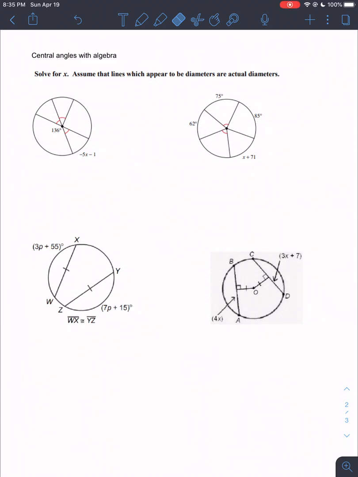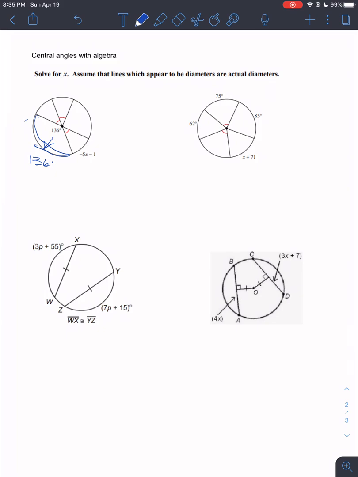This is lesson 2 of central angles. This time we're going to add a little bit of algebra to the problems. So in the last lesson we said that the measure of a central angle and the measure of its intercepted arc are the same. So in the first example, if that central angle is 136, we can assume that the measure of the arc is also 136.